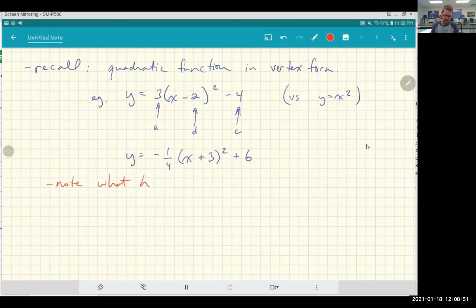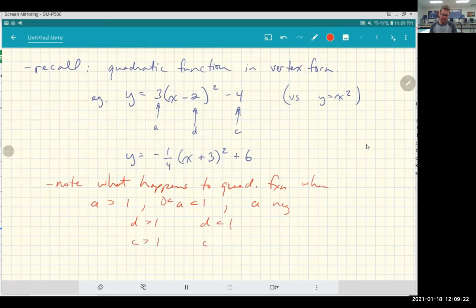what happens to the quadratic function when A gets greater than 1, when A is somewhere between 0 and 1, when A is negative, when D is either greater than 1 or less than 1, when C is greater than 1 or C is less than 1.